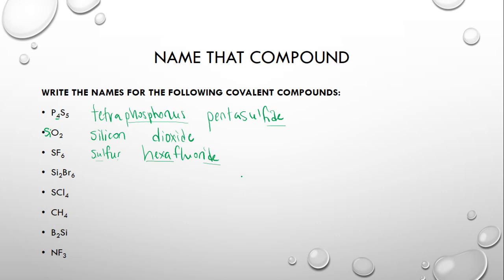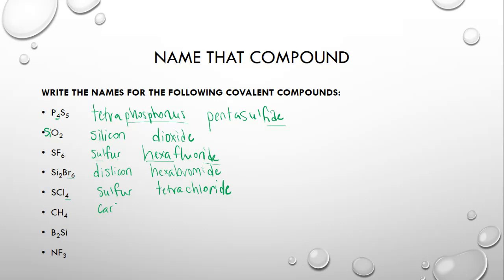So what you could do right now is pause it, try the other 5, and then come back and check your answers with me. So if you want to do that, go ahead. This one, there's 2. So we are going to put di with silicon. I'm still not changing the endings. I only changed the endings of the last one. The last one, there's 6, so hexa, and change bromine to bromide. Disilicon hexabromide. This one, sulfur. There's 4 of the chlorines. The word for 4 is tetra. Change chlorine to chloride. Sulfur tetrachloride.